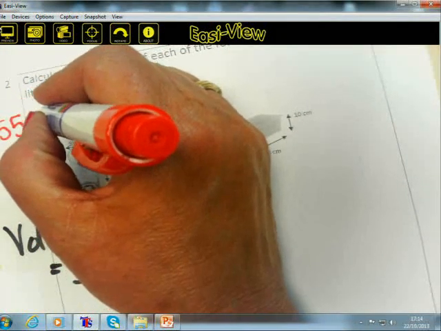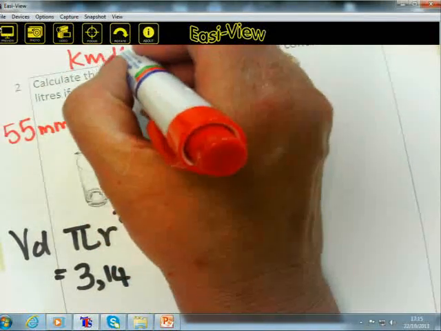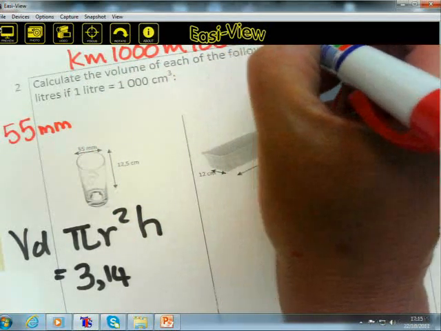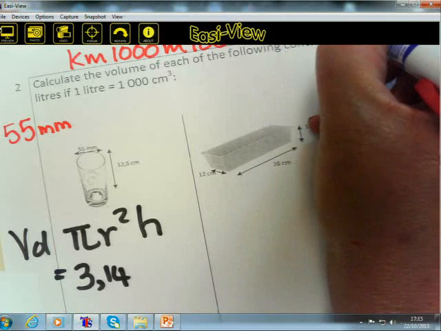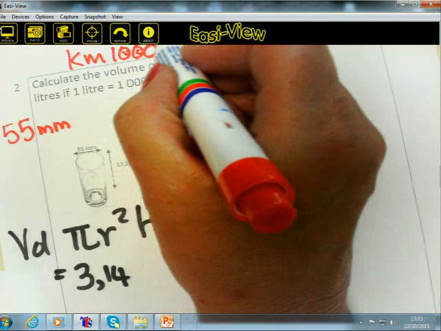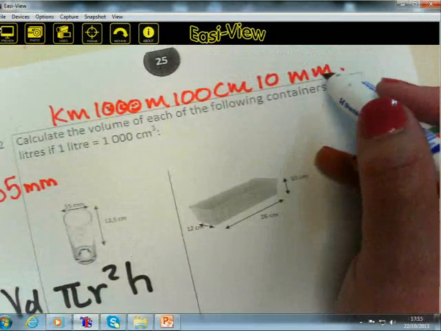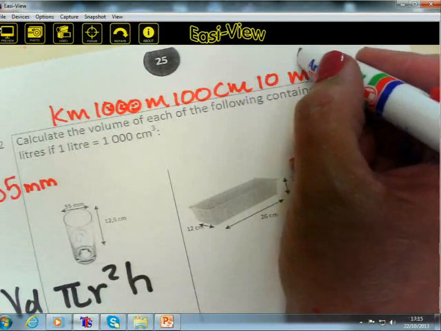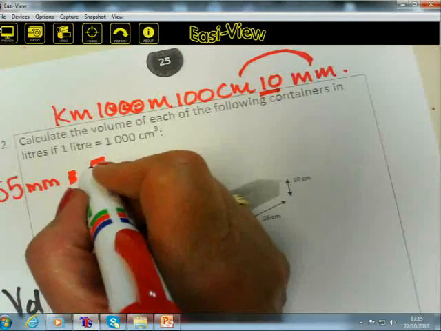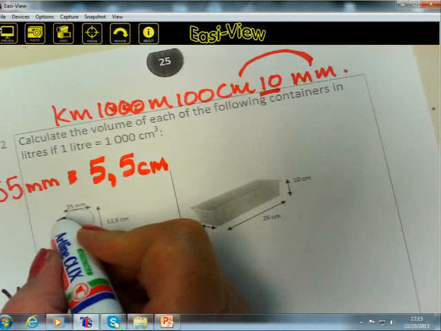55 millimeters, to go from millimeters to centimeters. Can you remember? Kilometers times 1,000 is meters times 100. Centimeters times 10 is millimeters. And you can even give those ones eyes and a smiley face if you want to. Alright, to go from millimeters to centimeters. Can you see? We divide by 10. So it's going to be 5,5 centimeters, which is the diameter.